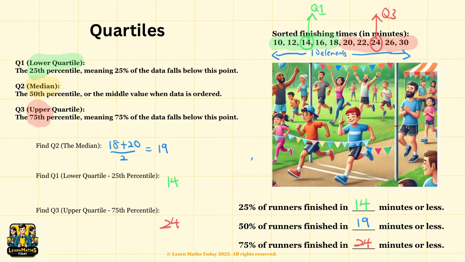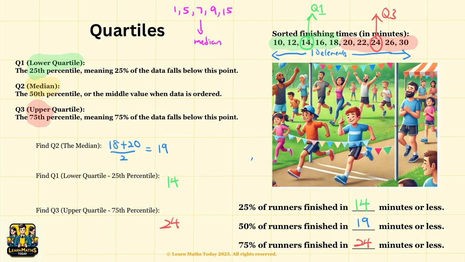So let's see what happens if we have a data set that has an odd number of values. In this example, we have 1, 5, 7, 9, 15. The median in this case will be the middle of the list, as the dataset has an odd number of values. Therefore, the median is 7.